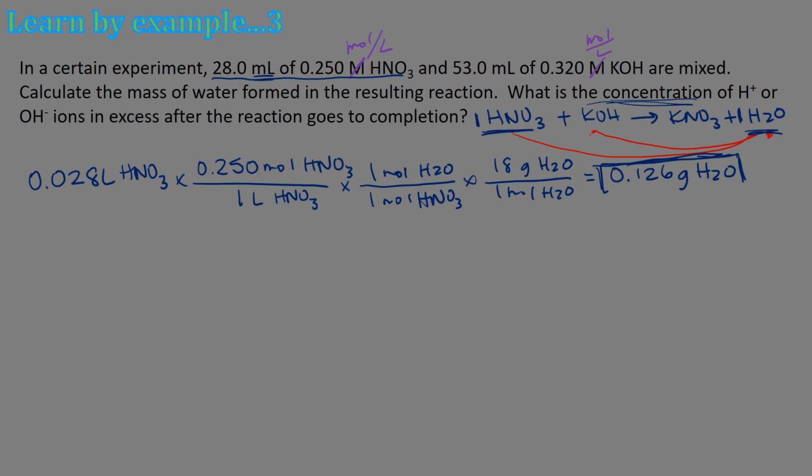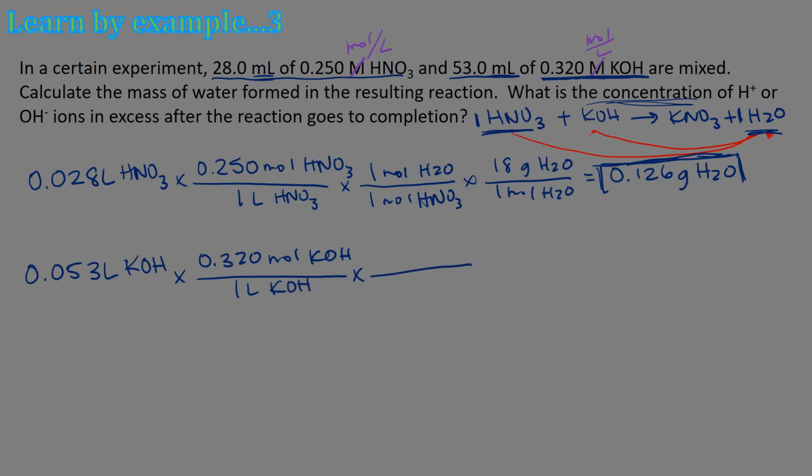So now I have 53 milliliters of 0.320 molar KOH. So 0.053 liters of KOH and 0.320 moles of KOH per liter of KOH. Use the mole-to-mole ratio, and it's 1:1, so I have 1 mole of KOH for every single mole of H2O. And then the molar mass of H2O, and that would end up giving me 0.305 grams of water.